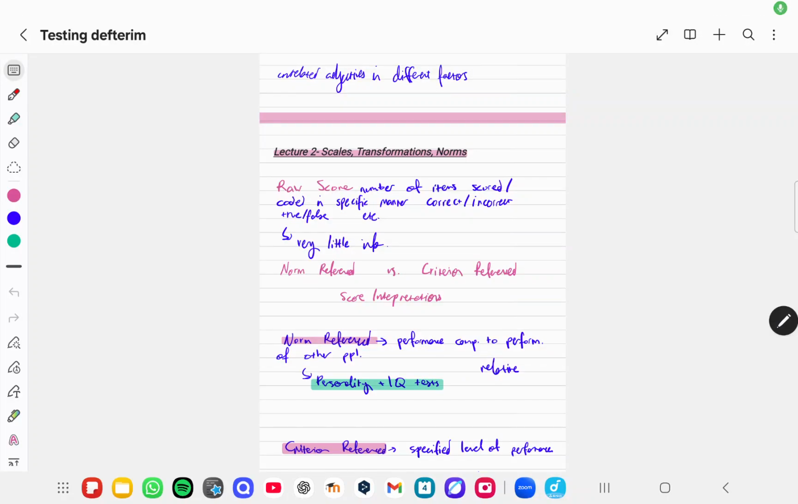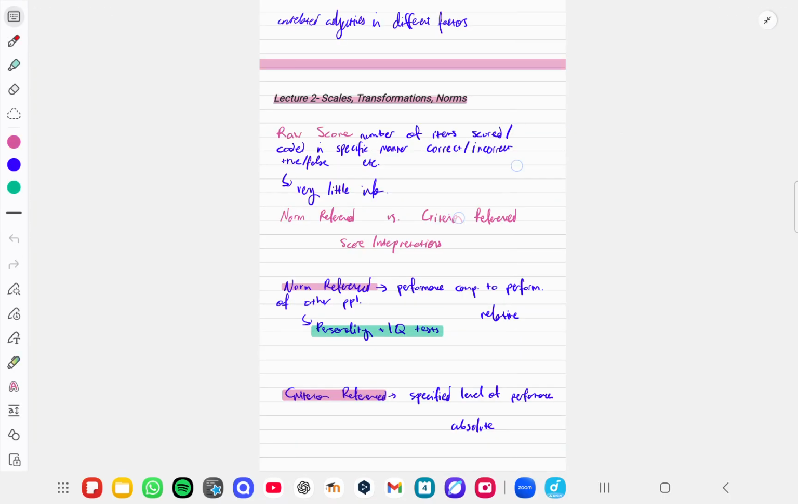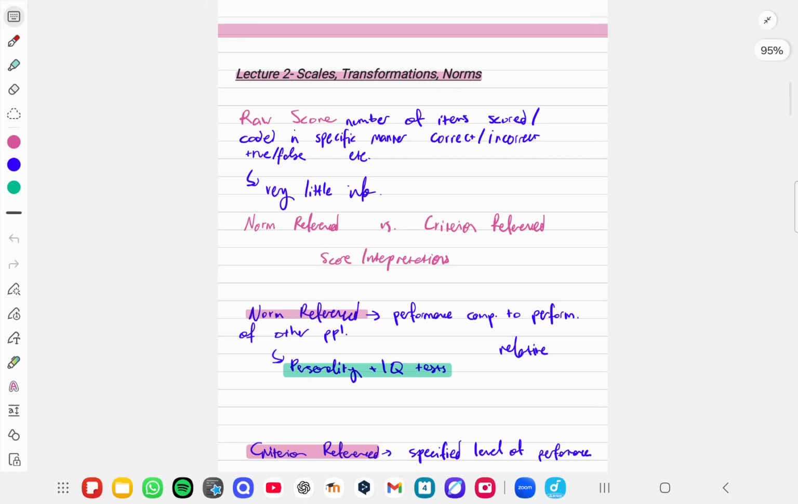Everyone. So today we will continue with the second lecture of the testing and measurement class, and today we will go through scales, transformations, and norms.